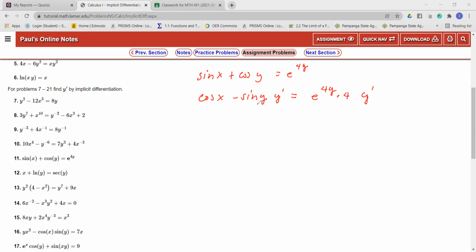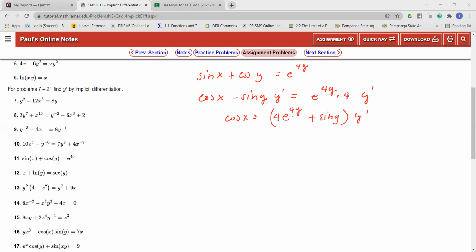So lahat ng may y prime sa kabilang side, pagsamahin nyo lang. Pwede naman kasi para hindi na ako magano ng positive and negative. Kung lumipat ito, then mag-change ng sign, no, para hindi pangit na negative siya. So pwedeng ito nalipat ko sa kabila. Matitira na lang yung cosine x dito. And then I will have by symmetric property, pwede naman nang magpalit, no? So it will look like this, no? Cosine x equals 4e to the 4y plus sine y, quantity y prime.